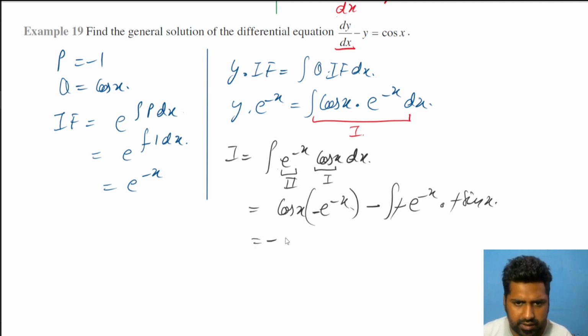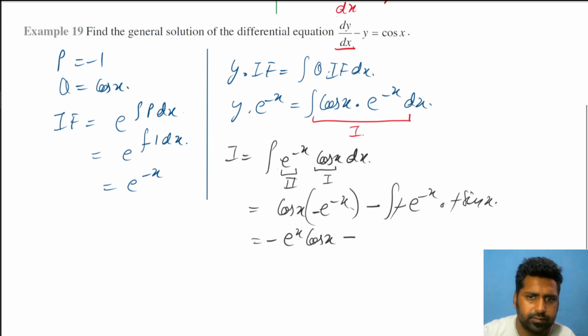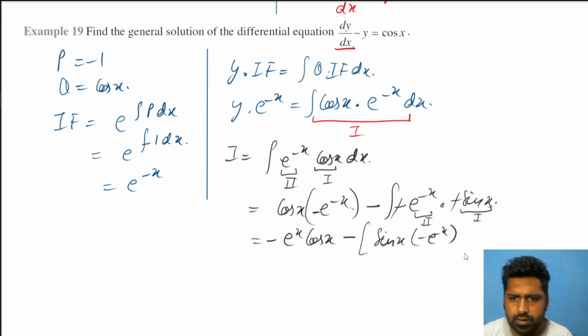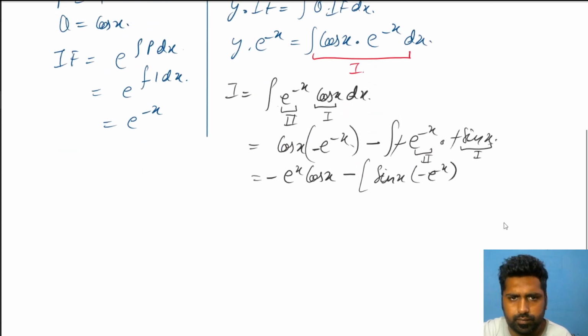Okay, so this is minus e raised to power minus x cos x minus integration of, now again we have to do by parts on this also. So again same thing, first function, second function, so by parts on this. So you'll get sin x, integration of e raised to power minus x, again minus e raised to power minus x. Okay, minus integration of negative of e raised to power minus x, differentiation of sin x is cos x.